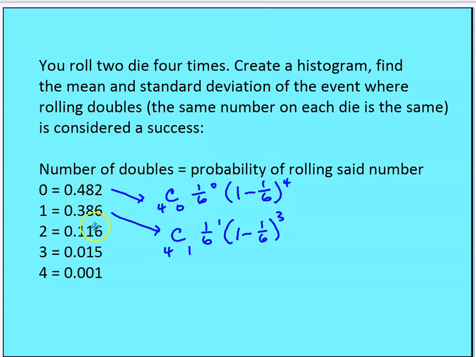So I continue to do that for each of the number of successes. Combination of 4 choose 1. 1 is the success, 1/6 to the power of 1. Complement of that event to the power of 3. So I did that for all these. They should add up to 1.